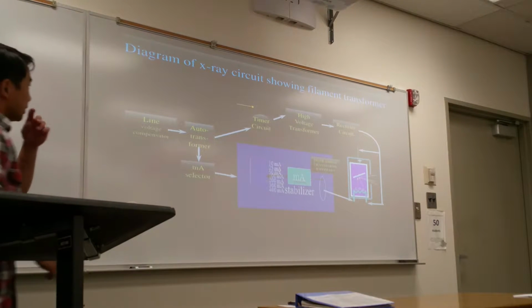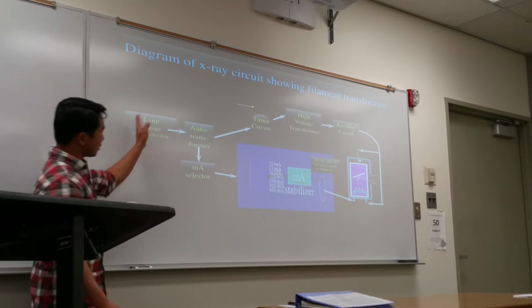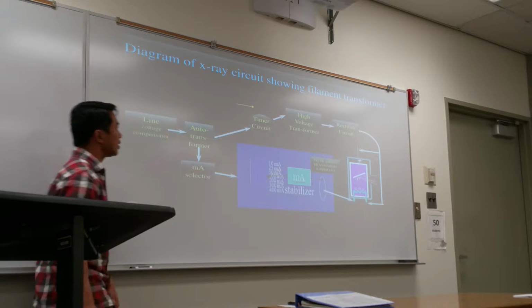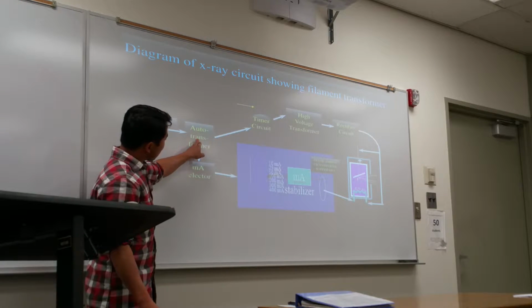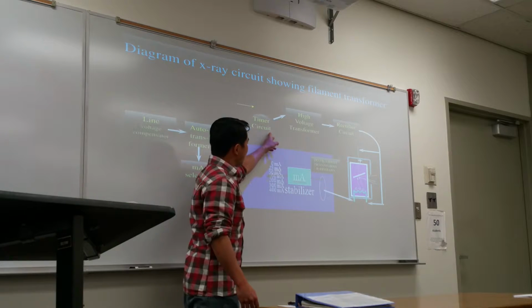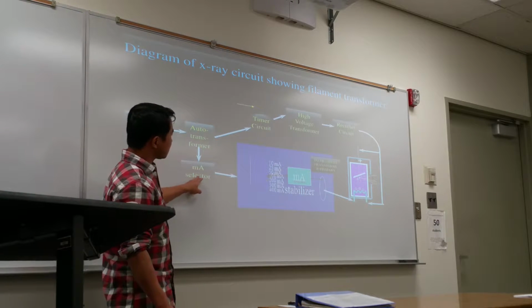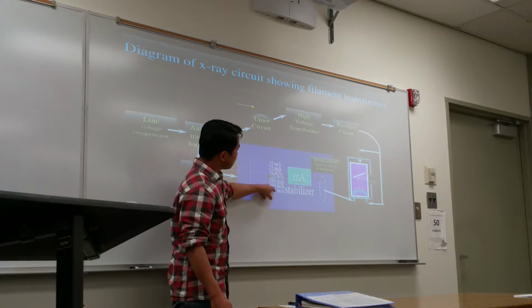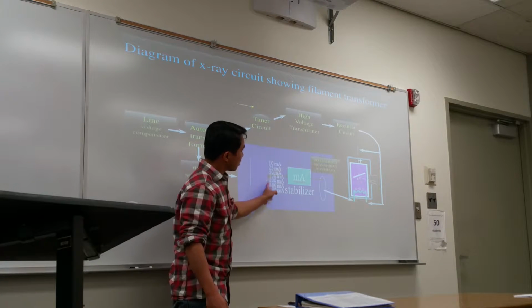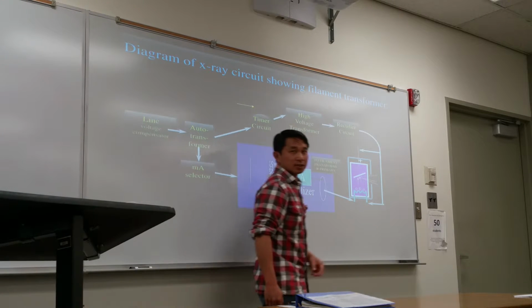Just a diagram with the filament transformer. So again, the line comes in, which consists of 240 volts coming in and going through the autotransformer. The autotransformer can deliver that electricity to the high voltage transformer and the filament transformer. When you make your mA selections, the knobs will select the different mA stations, which then deliver to the X-ray tube at the filament.